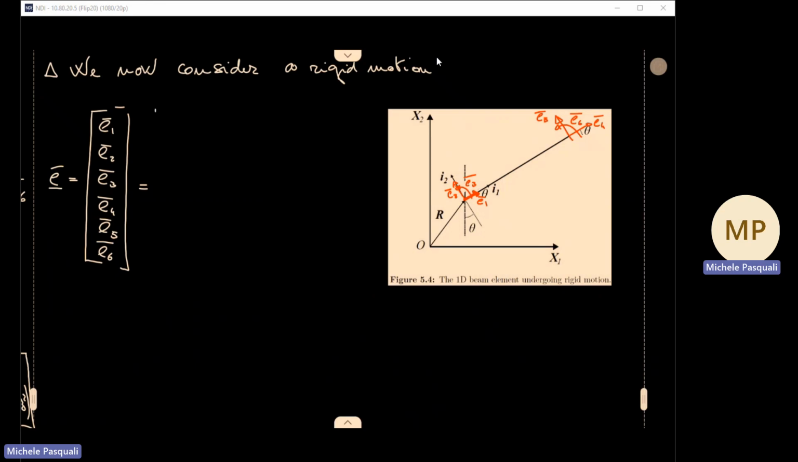So let's actually now try to derive these quantities in terms of, again, a rotation theta and a translation r. So what's the value of E1 over bar? So the position, the coordinate along I1 of the position of the first node, given with respect to the element coordinates I1, I2.